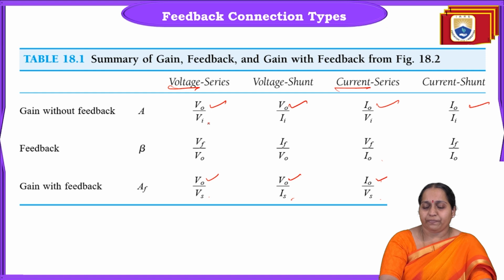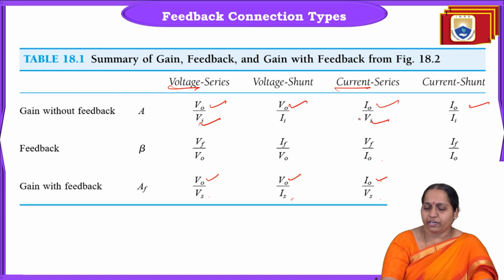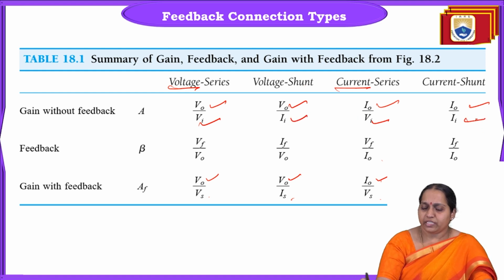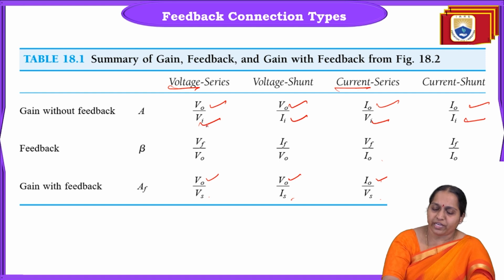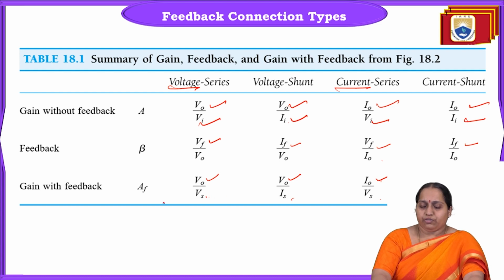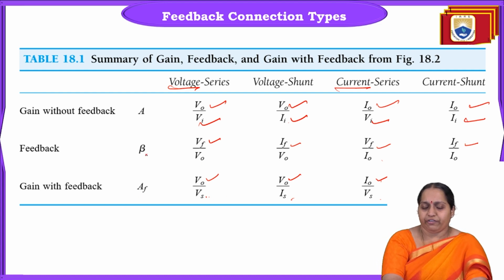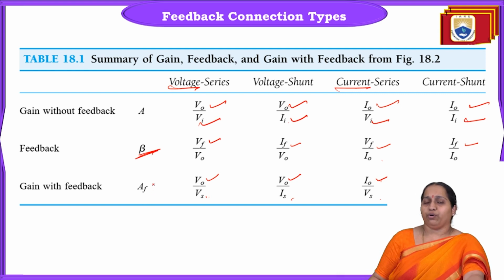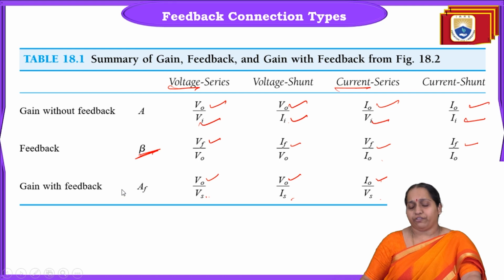Coming to the input, if it is a series connection, you will have voltage as input. Okay, series connection, voltage as input. Shunt connection, current will be the input. Same thing with the feedback signal also. If this is Vi, the feedback signal also will be Vf itself. Ii, so it is If. Vi, Vf, Ii, If. Okay. So once you get the gain of the feedback network beta, then you can find out the overall gain, that is the gain with feedback.